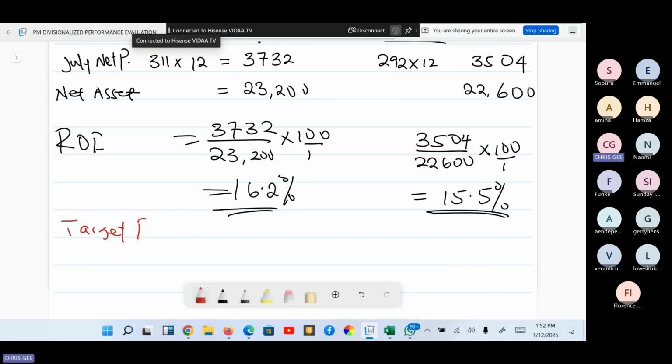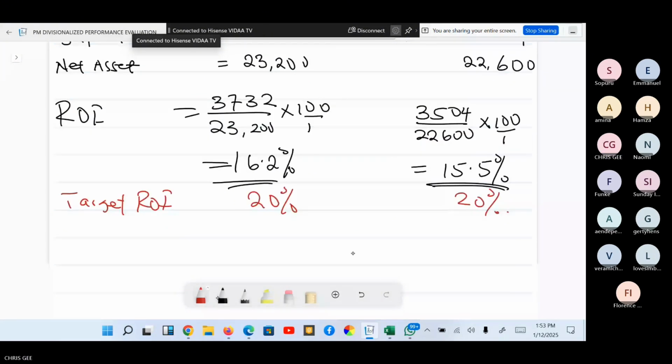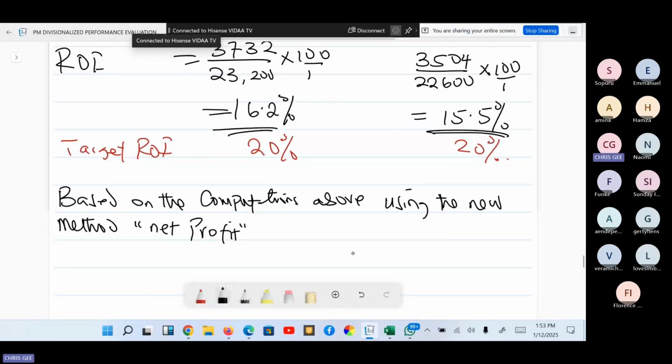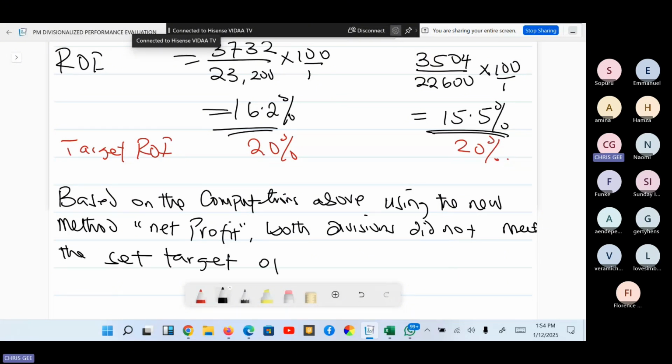Have they done well? Okay. Based on the computations above, using the new method, net profit, both divisions did not meet the set target of 20%.